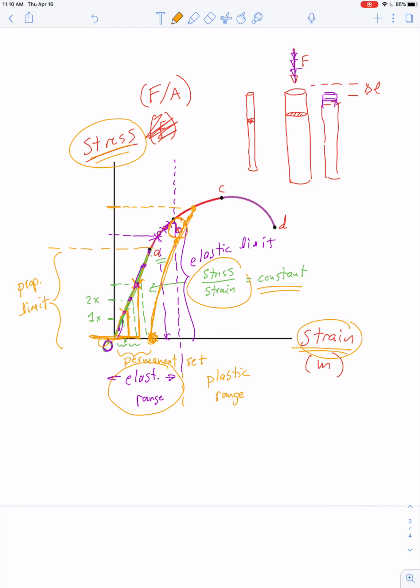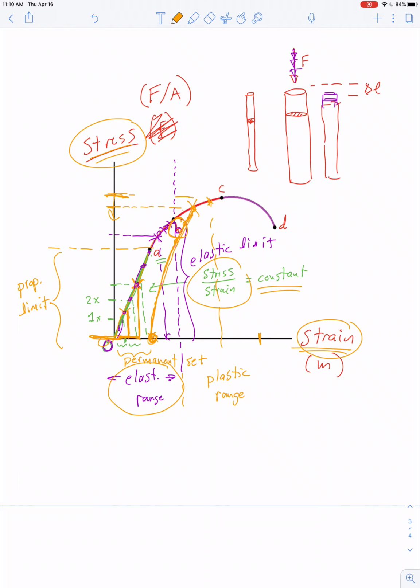If you want to create even more strain than this point, then you've got to provide even more stress. If I want to get this much strain, I need now this much stress. And you might find that you can get an increase in the amount of strain even if you back off the stress.